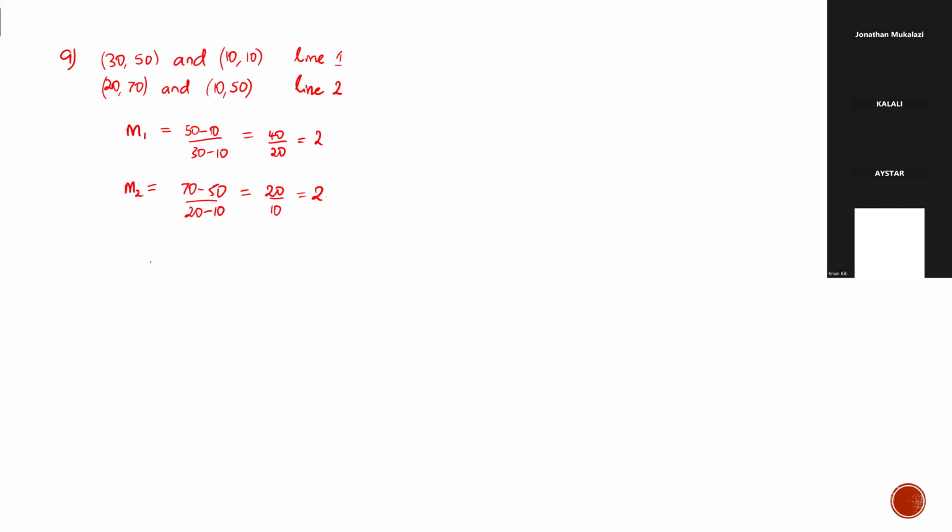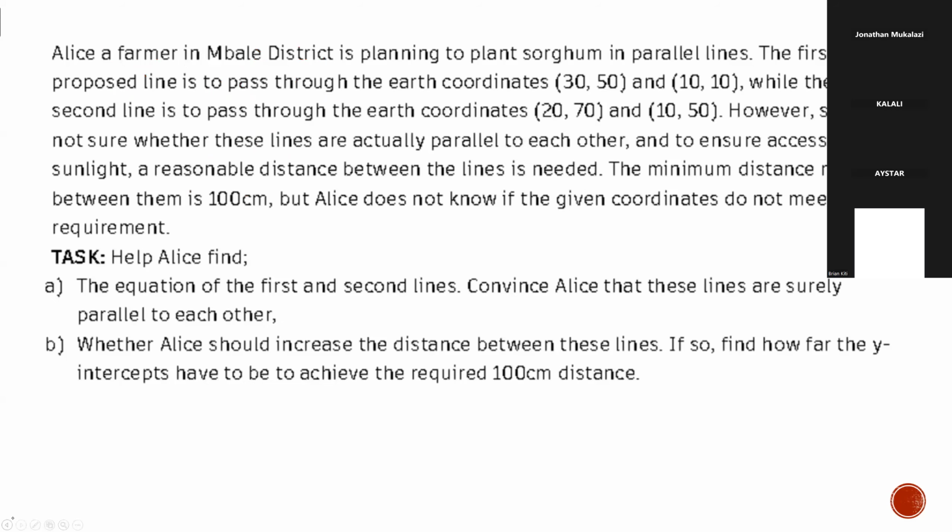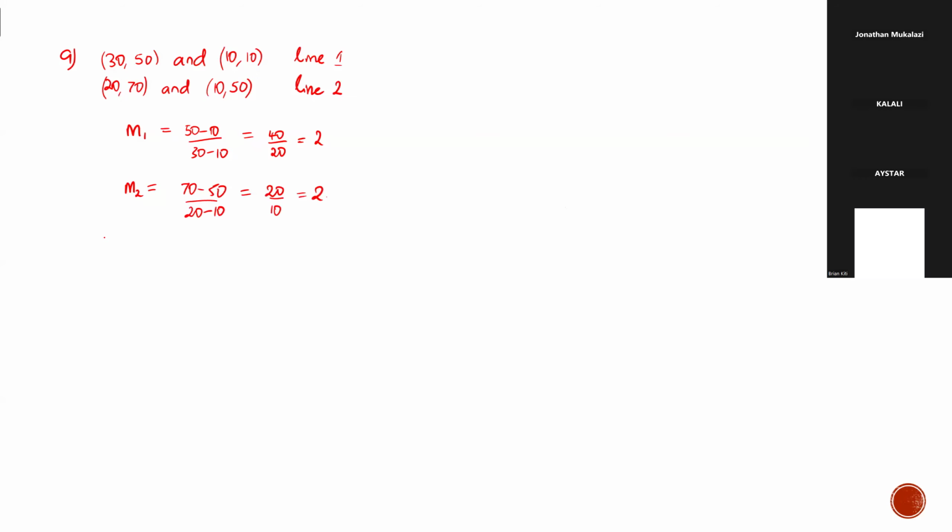So already from this point, we know that the two lines are surely parallel. Because they have the same gradient, we are sure that they are parallel before we even get the equations of the lines. We can conclude that since M1 is equal to M2, then the lines are parallel.